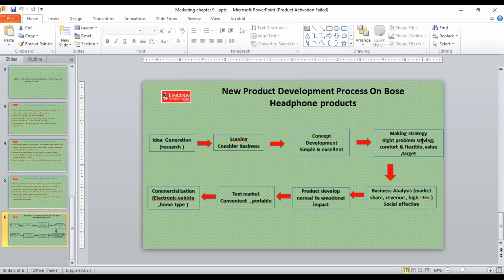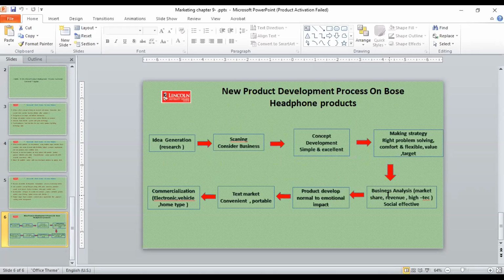right problem solving, and comfort for customer, and flexible value, and target to market, and this depends on competition, and customer requirements, and then commercialization, electronic, vehicle, home type, and affected to the place and persons and activity and focus. And test markets, convenience, positive, produce develop, normal to emotional impact products you can do.